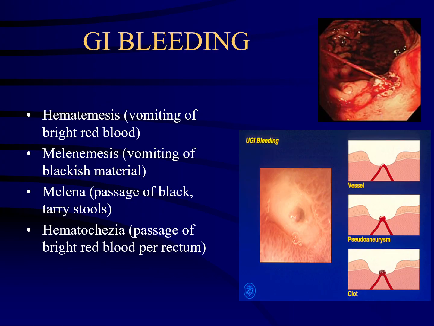On the right side of the slide, you can see that if a peptic ulcer gets deep enough, it can hit a vessel and cause a major GI bleeding. On the left side, you will see in general the clinical manifestations of GI bleeding. Hematemesis is vomiting of bright red blood. Melanemesis is vomiting of blackish material. Melena is the passage of black tarry stools, while hematochezia is the passage of bright red blood per rectum.